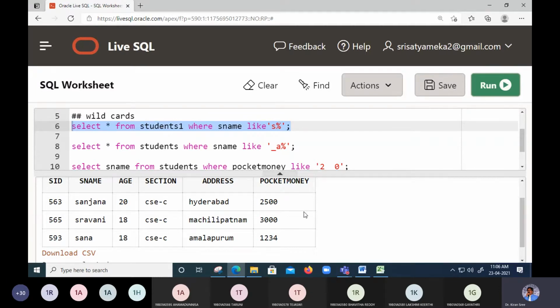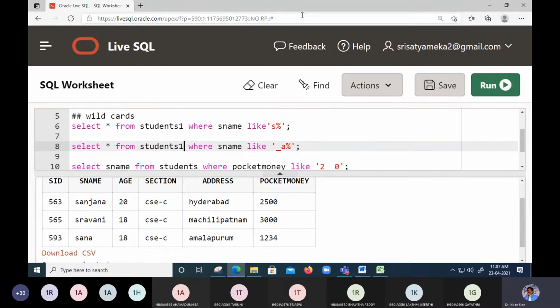Now tell me the answer for the next query. Select from student1 where name is like anything, but the second character should be A. The second character should be A. Just execute this and you can interpret the answer.